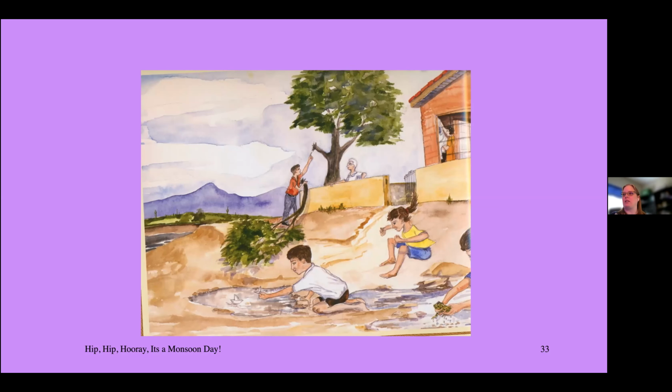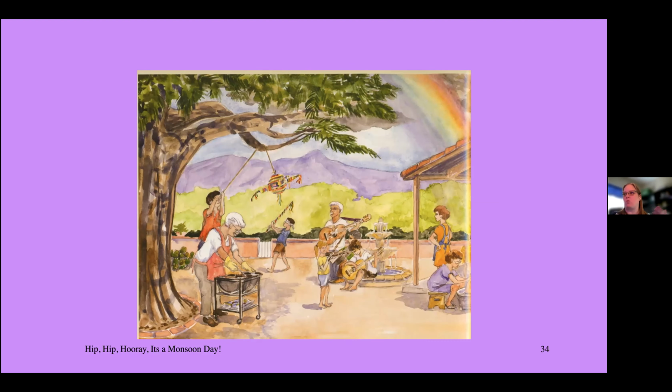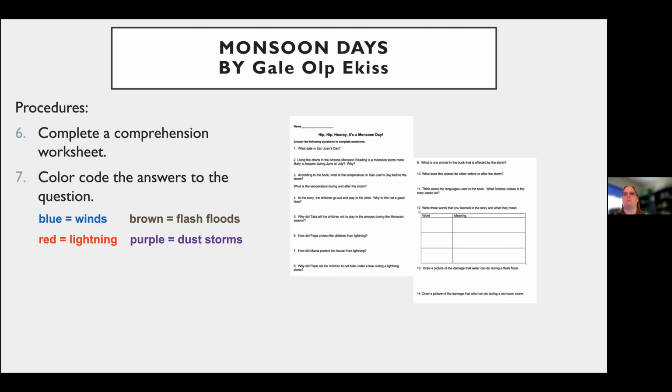And so this story allows them to ask, why is this a celebration? Why is water important? Why are we looking at that aspect? So they look at this and they complete a comprehension worksheet when they're going through the books. They answer those questions. What date is San Juan Day? What is that monsoon importance? And then they color code their answers, just like they did in that initial reading. They look at their answers and go, let's color code those. Let's compare those. Are we talking about the wind and the water and the floods?